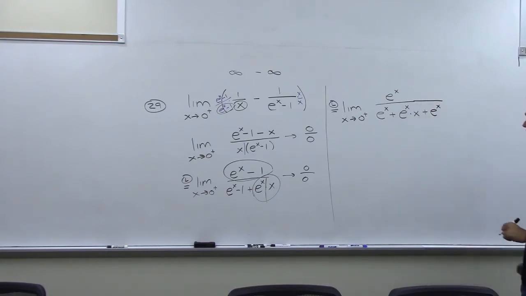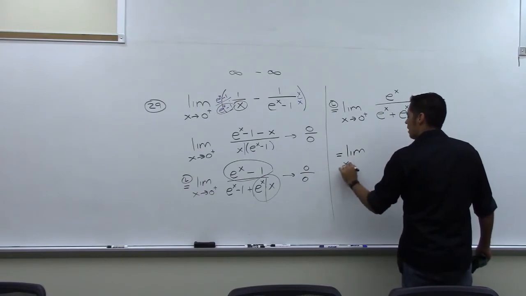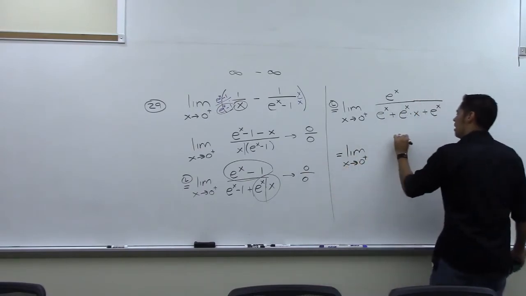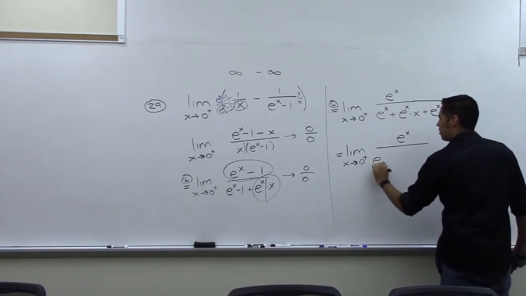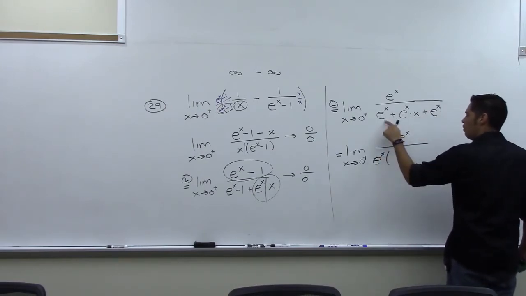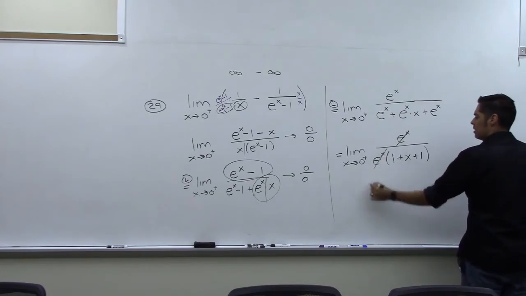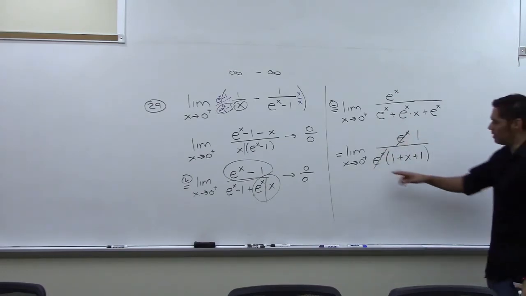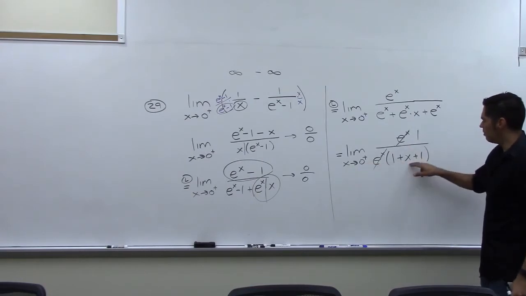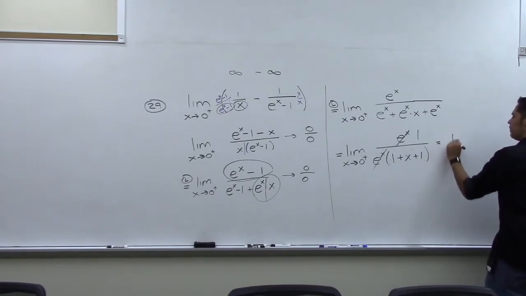It looks like this is getting messier, but notice at this point that I can factor an e to the x out of the denominator. These all have e to the x in them, so I factor out an e to the x. I'm left with a 1 here, an x here, and a 1 here. And then I can cancel these e to the x's out, put a 1 there, and now let x go to 0. And you can see that if I let x go to 0, this is going to go to 0. I'm going to get 1 over 1 plus 1. It's going to be 1/2.